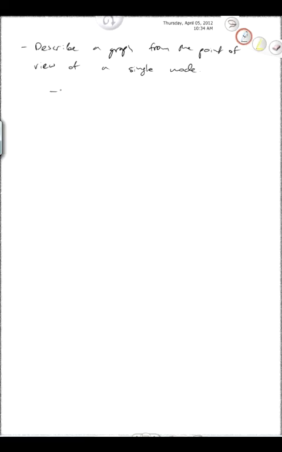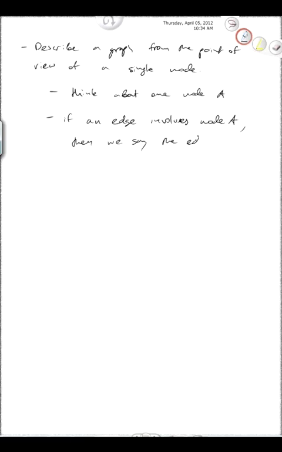So think about a single node A. And let's talk about all of the edges that happen to be touching the node A. So let's introduce a term for that. So if an edge involves node A, then we say the edge is incident on A.